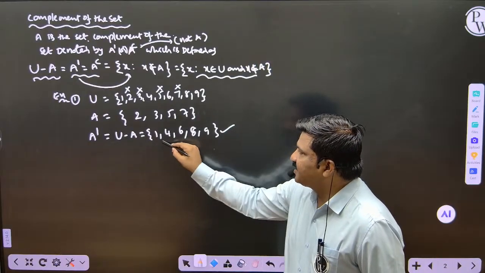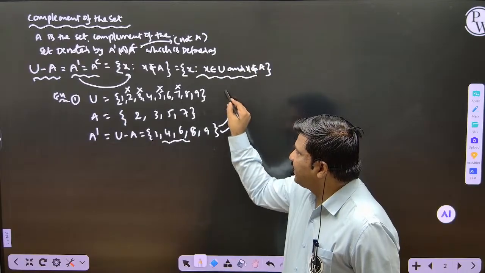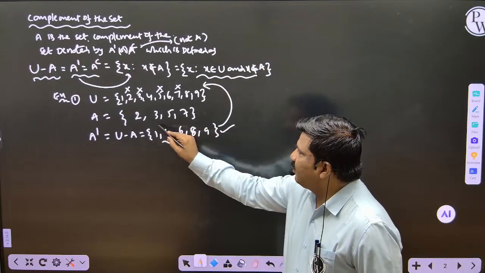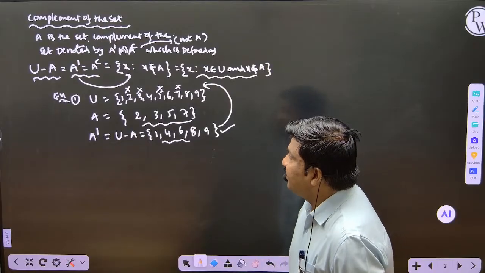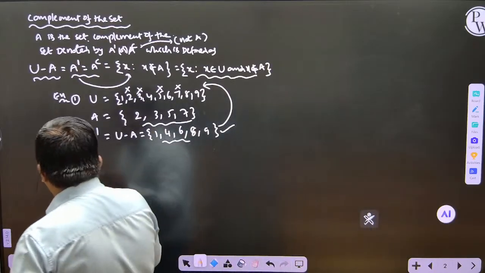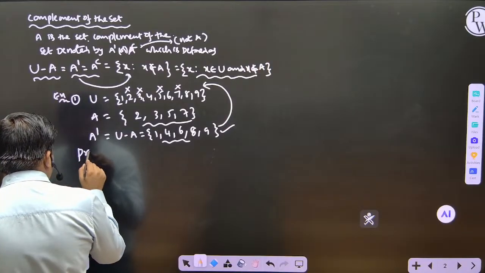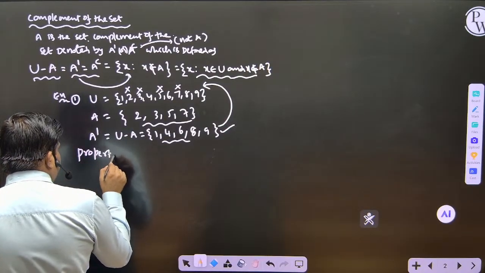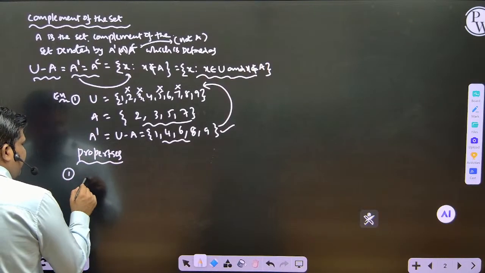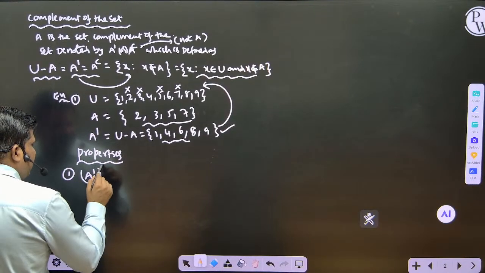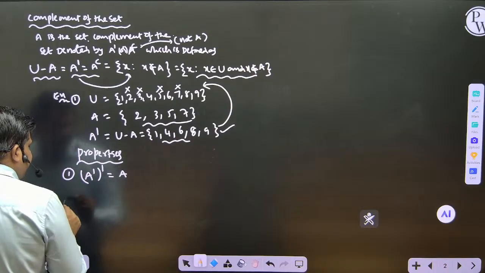So these elements are present in the universal set but not present in set A. So that is the meaning of this. What are the properties here? The properties of the universal set. Number 1, A complement whole complement is always A.